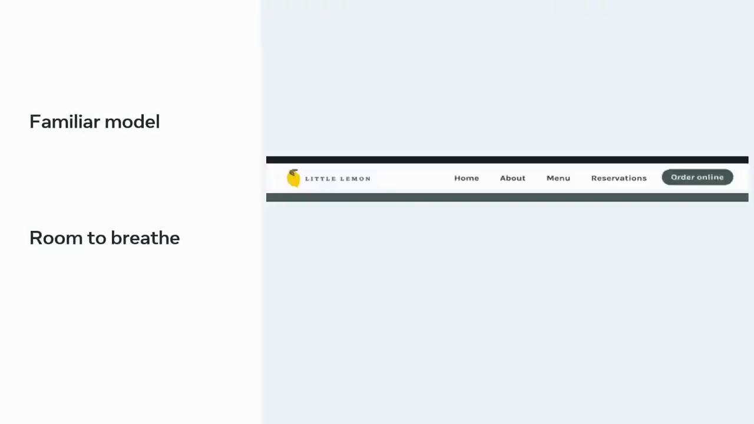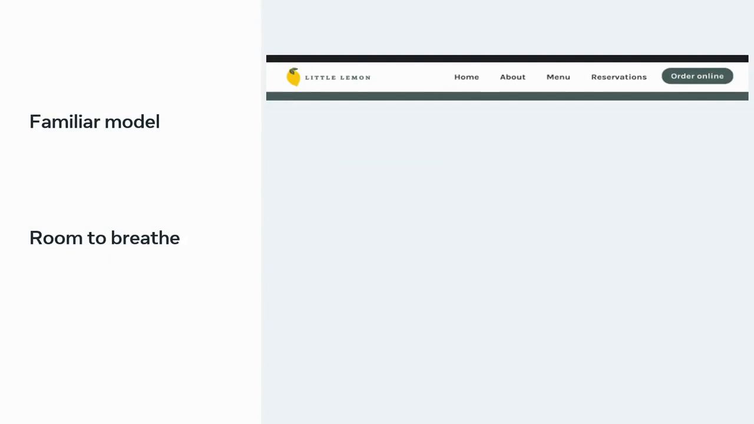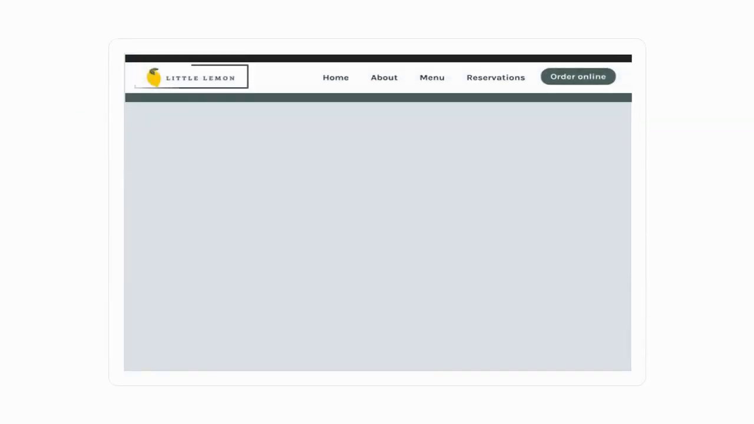Your navigation is at the top of the Little Lemon website page, which is a familiar model. The navigation has room to breathe, and it isn't clouded with other information or graphics. The colors should be contrasting so that the links stand out. Your page's navigation now looks like it can be used to navigate to other pages on the website. And the links are not hidden.